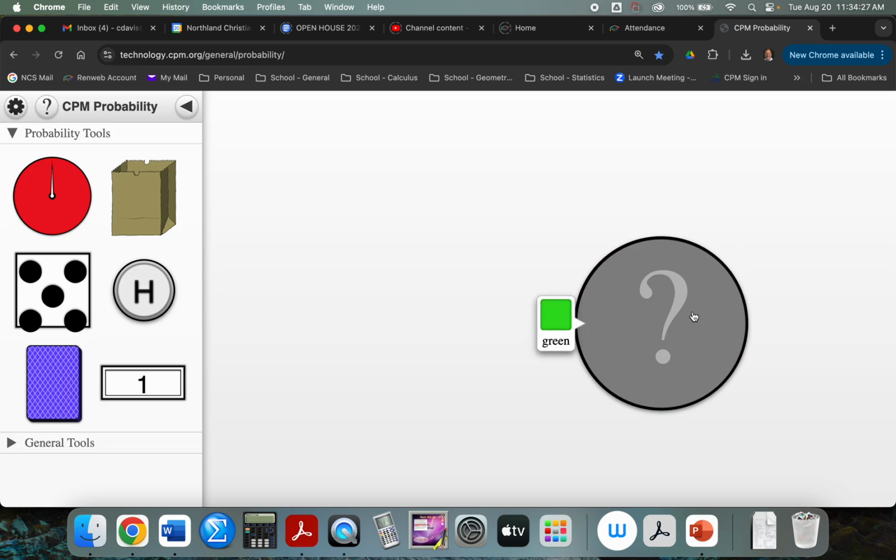Green. Green. Orange. Purple. Orange, and green. So is that 24 at this point?